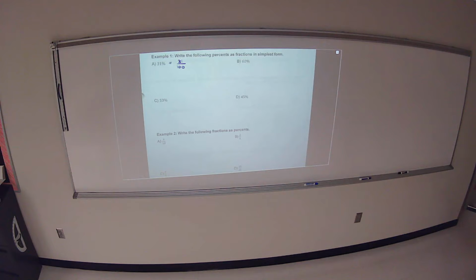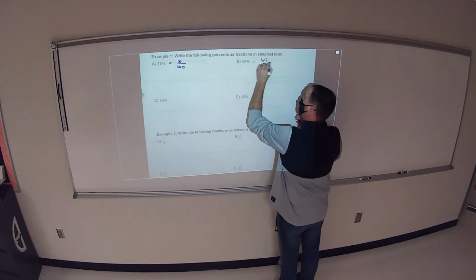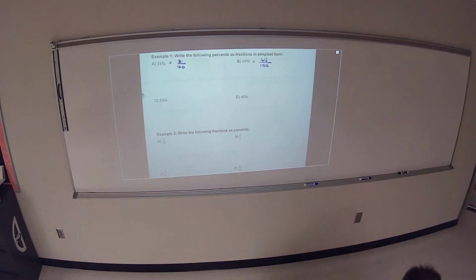Now, let's take a look at letter B, because letter B's got a little bit more to this. Okay, 60% as a fraction means we're going to put 60 on the top and we're going to put 100 on the bottom. Okay, there it is as a fraction. Is that fraction reduced? No. Okay, and it's not reduced for several different reasons. I'll point out a couple of them. Number one, they're both even. And if they're both even, they're both divisible by 2.